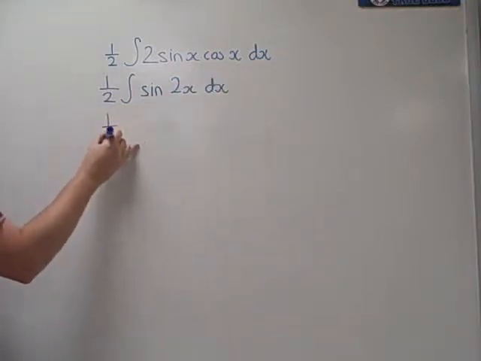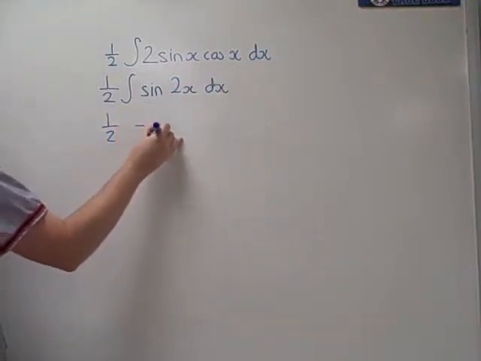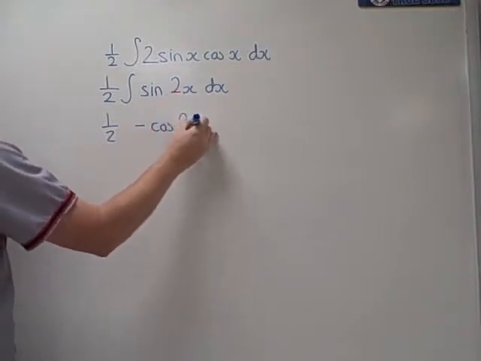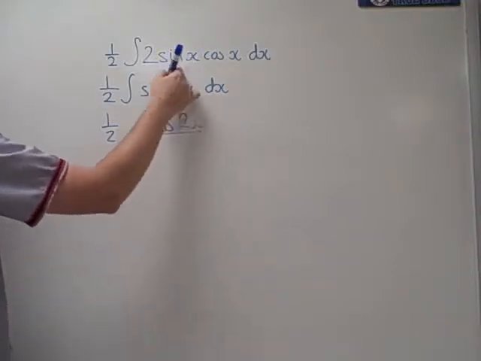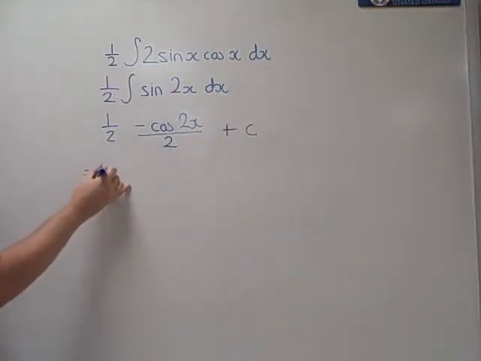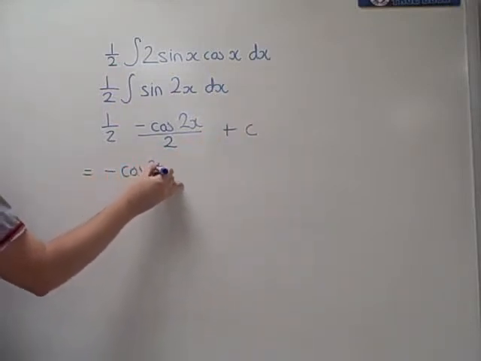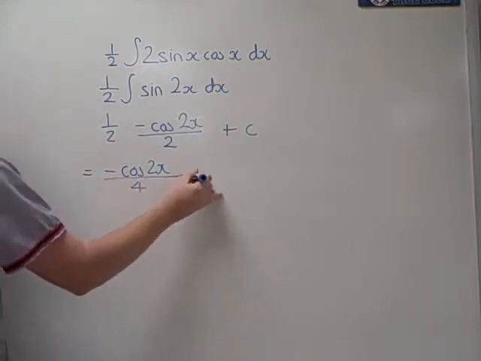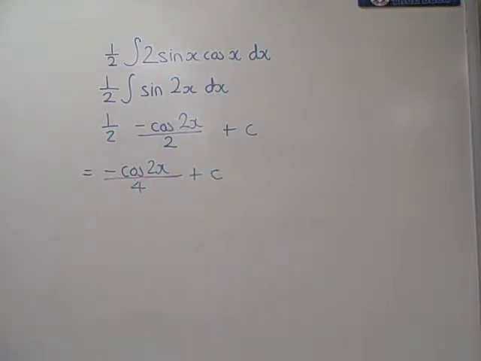Therefore, when you integrate this, the integral for sine is negative cosine of the same thing, but then divided by the differential of this, which would be 2. Of course, don't forget to put plus c on the end. So actually our answer for this is negative cosine 2x over 4 plus c. And possibly if you look in the back of the book, you might find a slightly different answer, because also there's identities for cosine 2x that we could substitute in there as well.